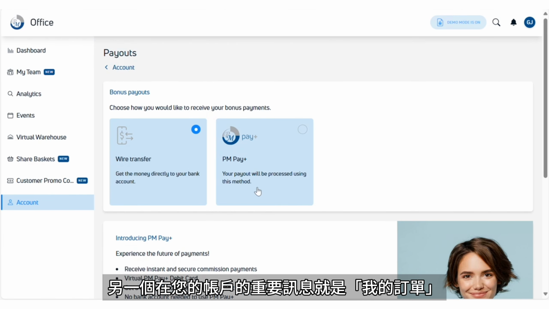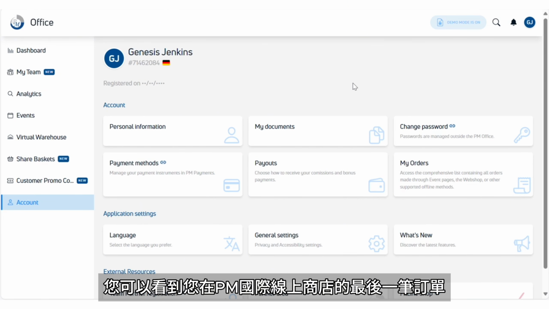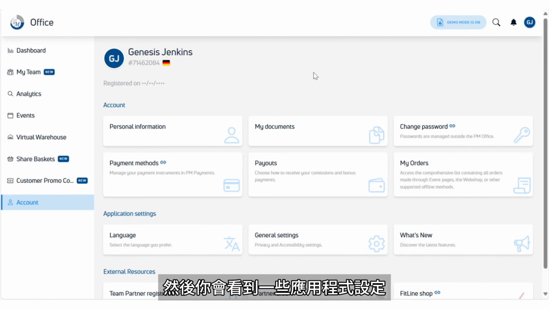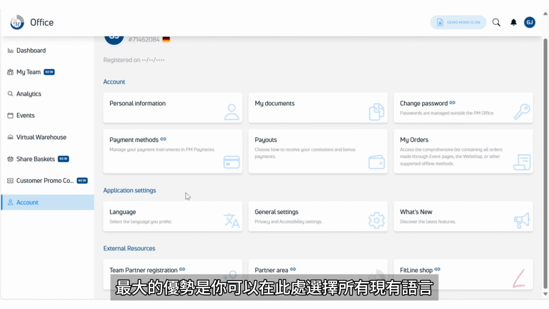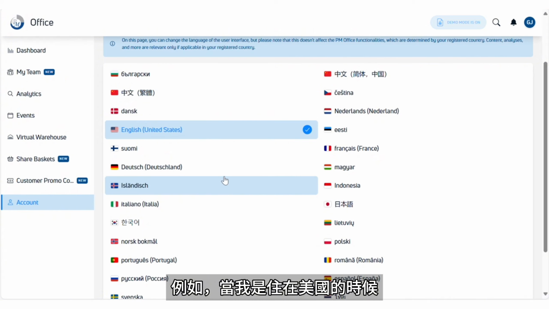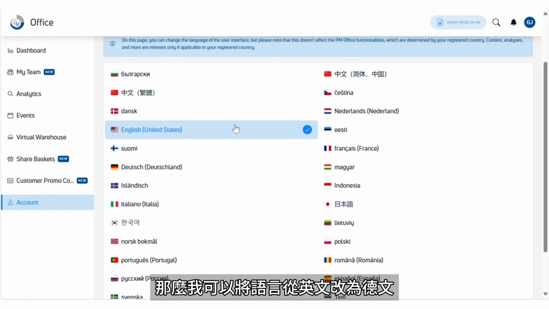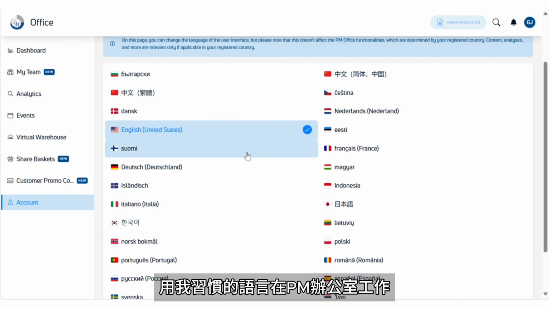Another important information in your account setting is my orders. So here you see the list of the last orders you placed in your shop and at PM International. Then you see some application settings. Great advantage is you can select every existing language here. So for example, when I'm living in the United States, but my preferred language is German, then I can go from English to German to work in the PM office in my preferable language.